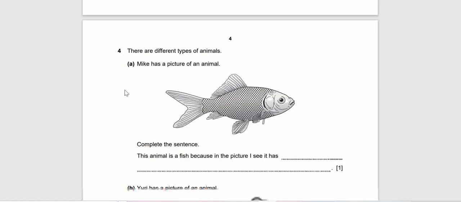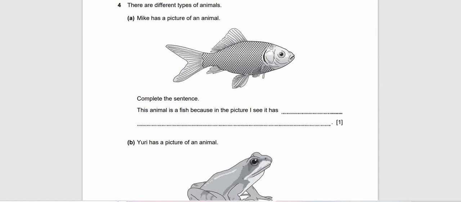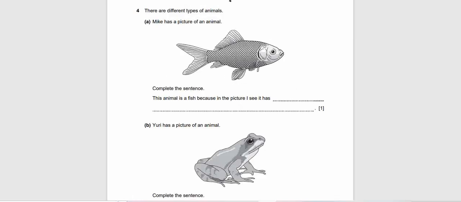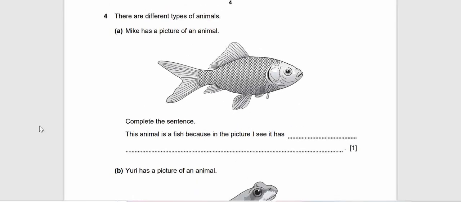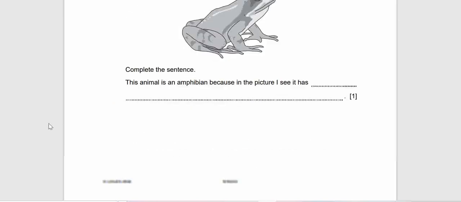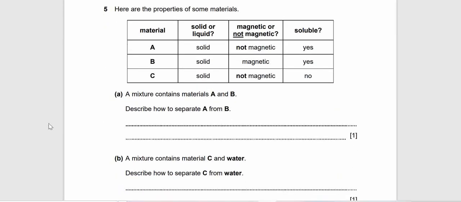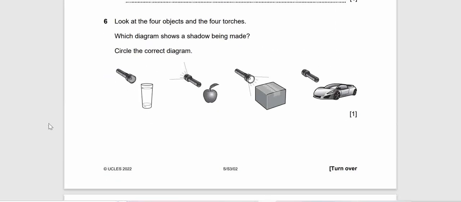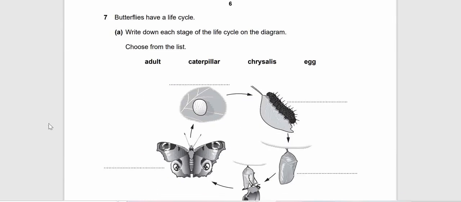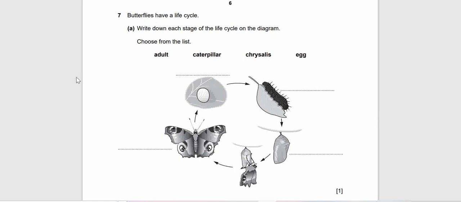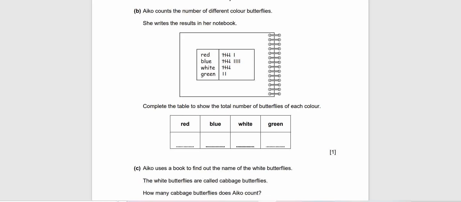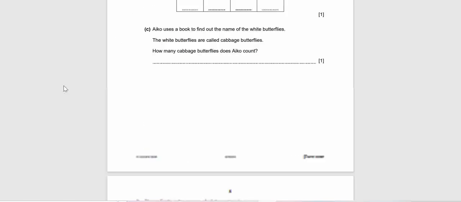Next, this is question 4A, and that is 4B. 4A and B. This is zoom in, 4A, and this is 4B. Next, we move on to question 5AB, and there's question 6. Next is question 7A, and this is question 7B and C.